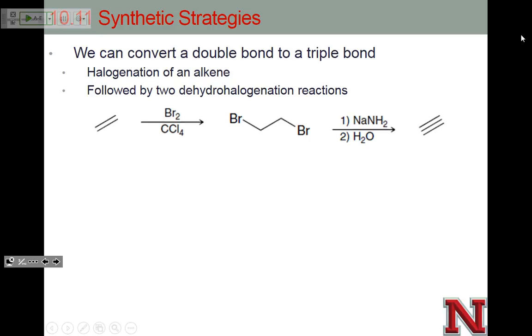Water has to be added second because if you add water at the same time as our base, water is just going to react with our base, and our base will not react with our compound. So water will not completely neutralize. It's still going to be a basic solution, but OH- is more stable than NH2-. So we'll form our hydroxide.